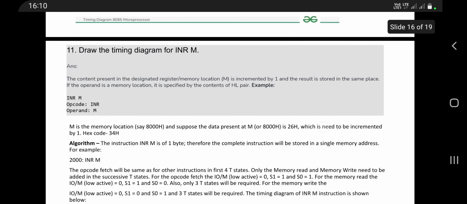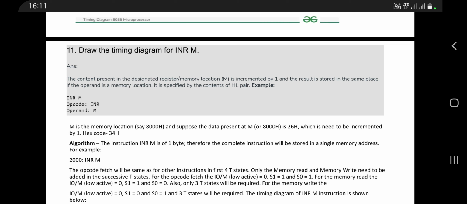One instruction is given for which the timing diagram needs to be drawn. That is INR M. The instruction is to increment the content of the memory by 1. So how can you draw this timing diagram, and how can you observe how many T states are required? Here INR is the opcode and M is the operand. Any memory location pointed to by the HL register pair should have its content incremented by 1.